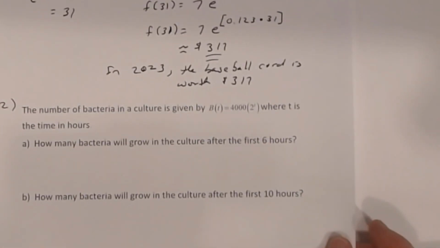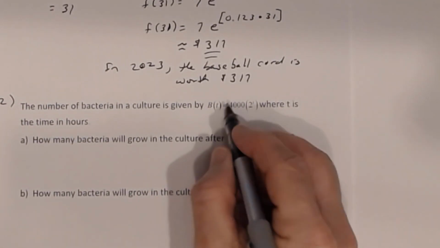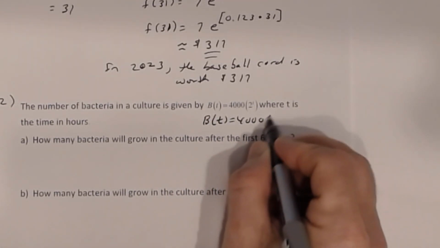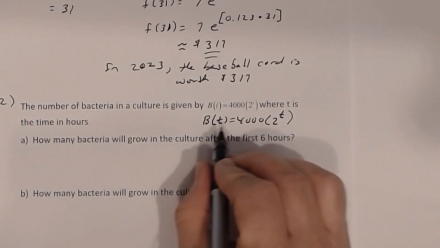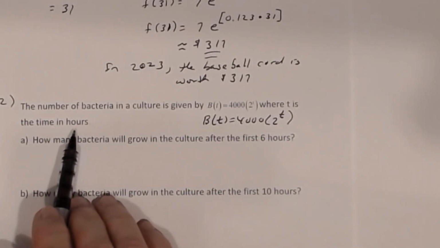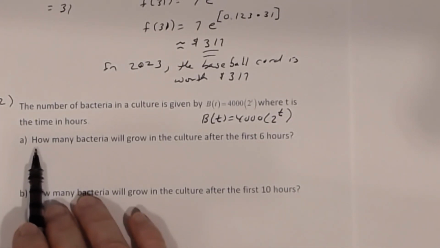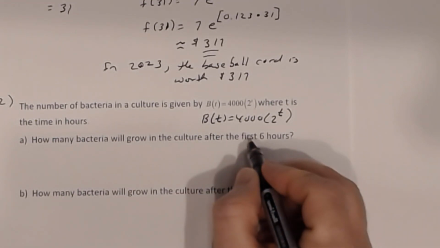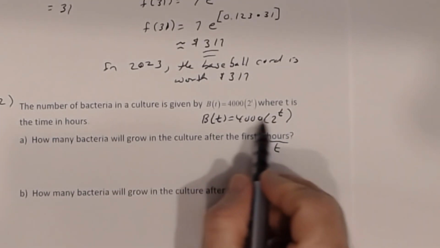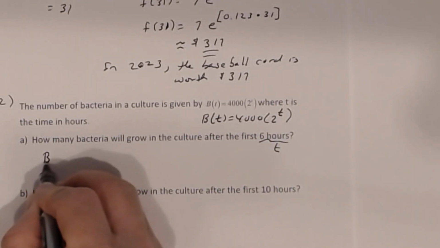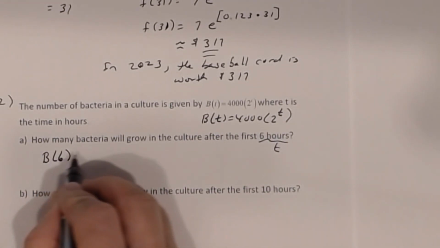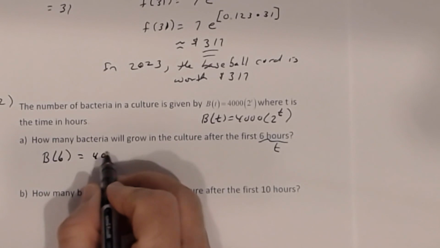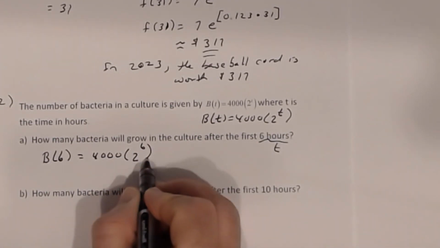All right, number two. The number of bacteria in a culture is given by this function. It's b of t equals 4,000 times 2 to the t power. All right, so you're given this exponential function where t is a time in hours, so t is in hours. Part a: how many bacteria will grow in the culture after the first 6 hours? So t in this case is 6, and the only variable you see is t. So then you're going to say b of 6, after the first 6 hours, the number of bacteria in the culture will be 4,000 times 2 to the 6th power.